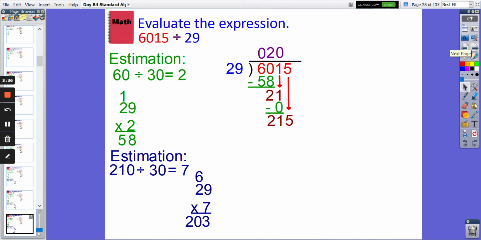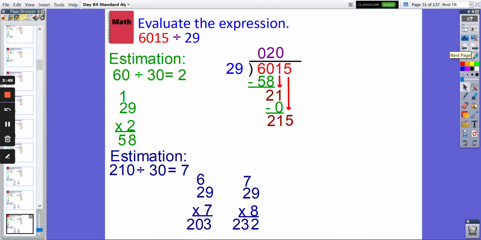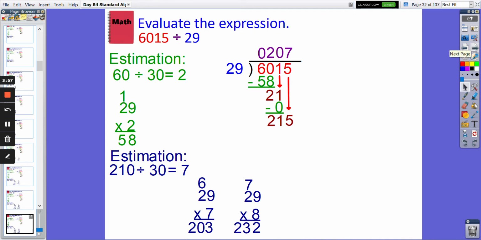Can we stop there? Yeah, but let's see if we can do one more. Let's try 29 times 8. Okay, we have 232. That is too big, so we are going to stick with the 7. So we're going to use 7 because that's less than 215 without going over. 232 is too big, it goes over. So 7 is our number. 7 times 29 equals 203. Now we subtract, and we have 12.